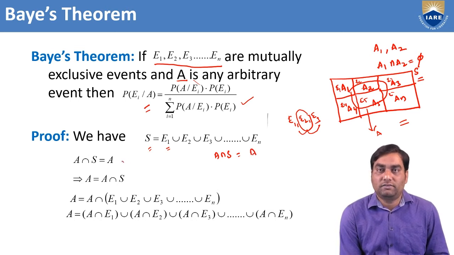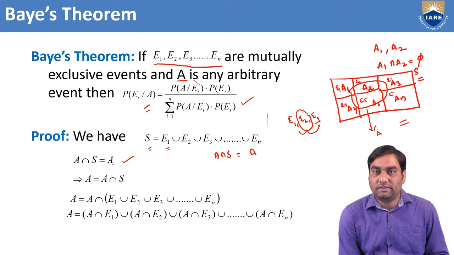That point I have taken. That means A, first you write the left side, A equal to A intersection S. In the place of S, I am going to write E1 union E2 union and so on, En, because S equals the sum of all the mutually exclusive events.